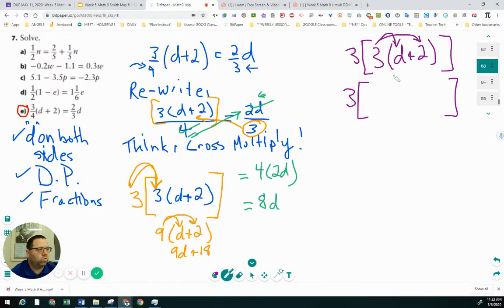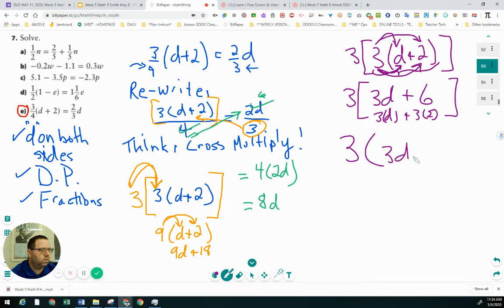Students, you've got to figure out what the result of this distributive property is. 3 times d is 3d, okay? So 3 times d is 3d, and 3 times 2 is 6. I'm just breaking down how I did this multiplication, and 3 times 2 became the 6. All right. So you have 3 outside and 3d plus 6.